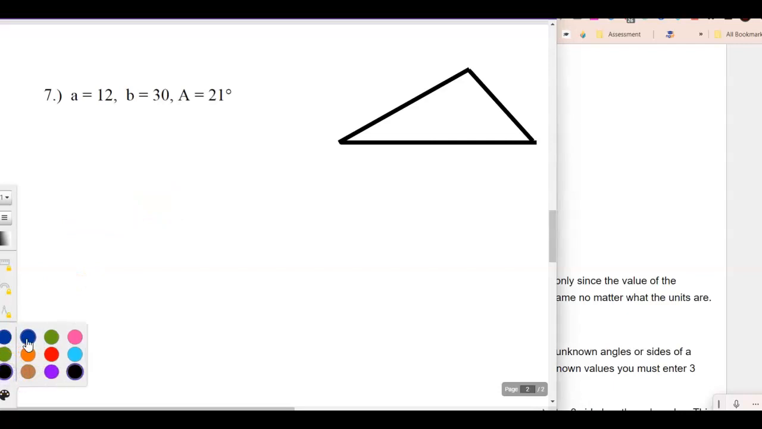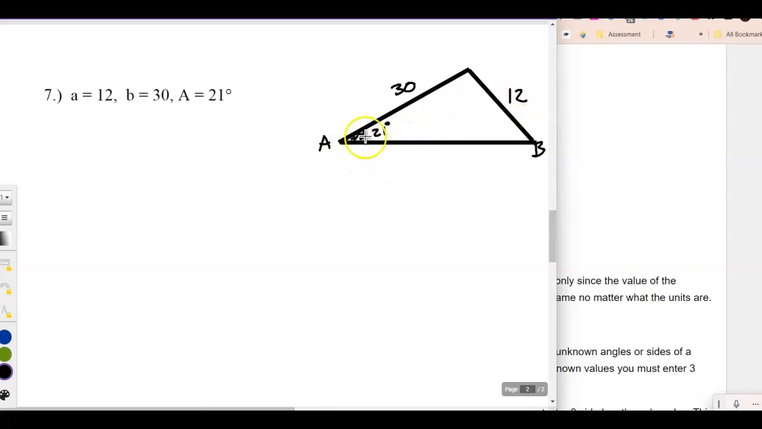So we have, let's call this A, and this will be side A of 12. Then we have side B, or angle B right here, and we'll call this 30, and angle A is 21 degrees. So once again, we have a side angle, so we have to watch out for other possibilities than just having one answer. Alright, let's go ahead and solve the first part and see what we get.